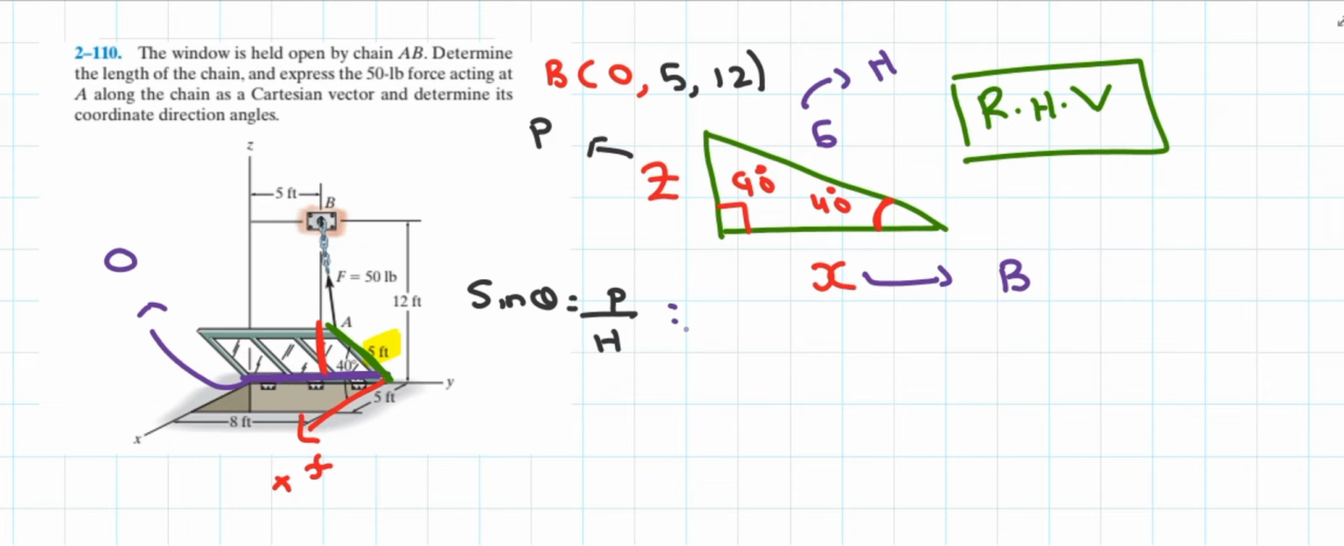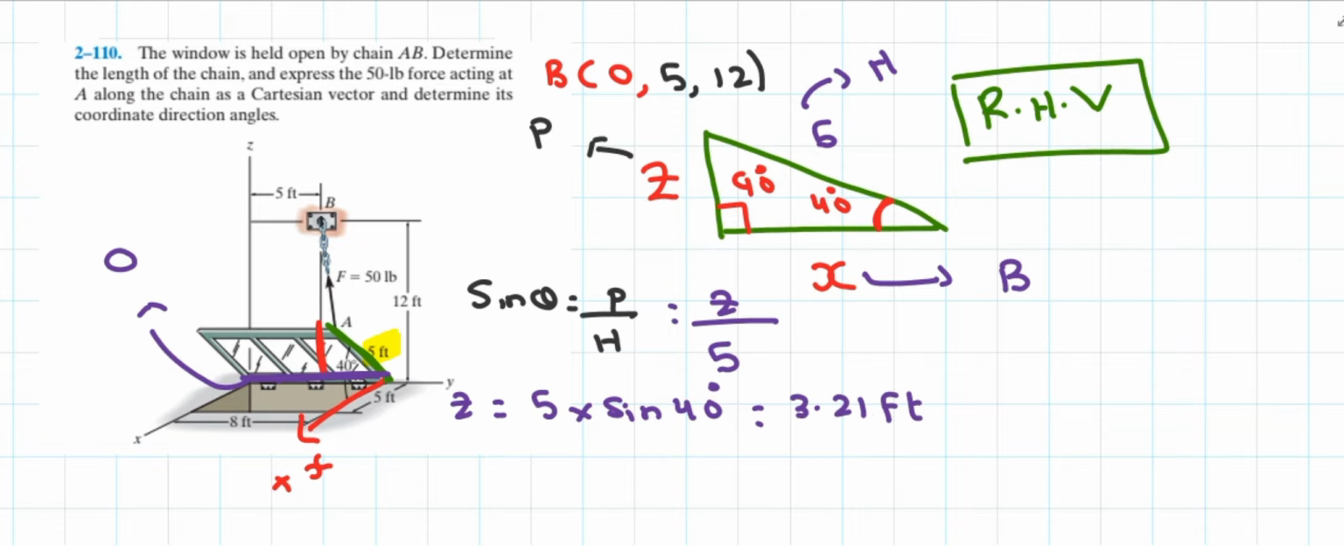So theta is 40 degrees here, and the perpendicular is again z, and the hypotenuse is 5. So z equals 5 times sine of theta, and theta in this case is 40 degrees, because 40 degrees is the angle measured from point A to the positive x-axis. That's why. So sine 40 degrees times 5 gives us a result of 3.21 foot. This is the positive z value present in point A.